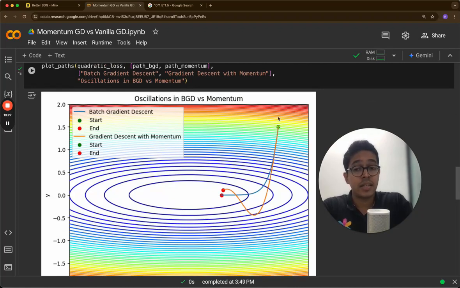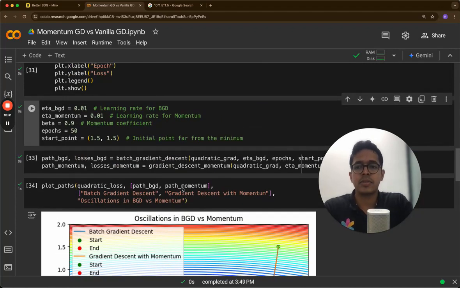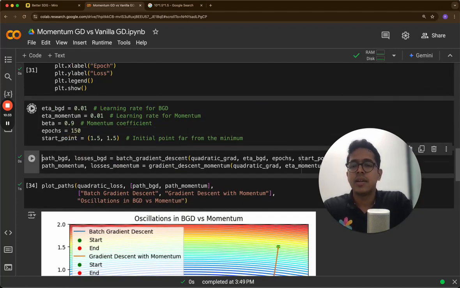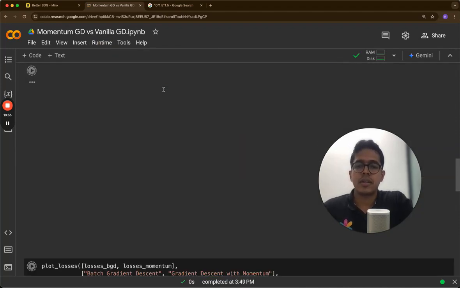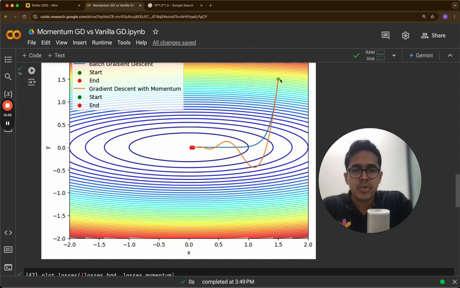Batch gradient descent is converging fairly. I mean, it has not converged to 0,0, maybe because the number of epochs we have to increase. So I'm keeping 150 epochs, and now it should hopefully converge to 0,0, both of them. Yeah, see, this time this guy came directly here. I would say batch gradient descent was more efficient.